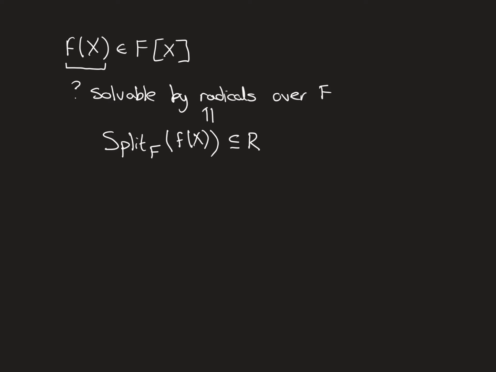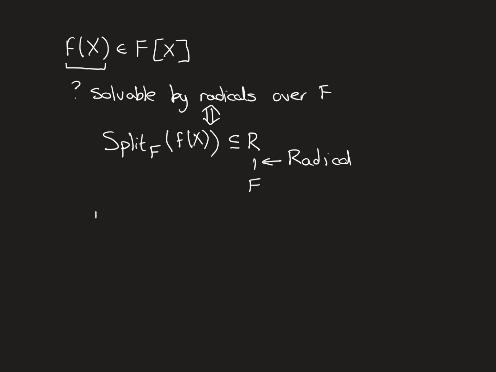So this is the definitional if and only if for what it means for the polynomial f to be solvable by radicals over big F. It means that the splitting field of little f over big F is contained inside some radical extension of F. So R is some extension of F that is radical. And what that means is that all of the roots of the polynomial little f are going to be expressible by radicals of F.